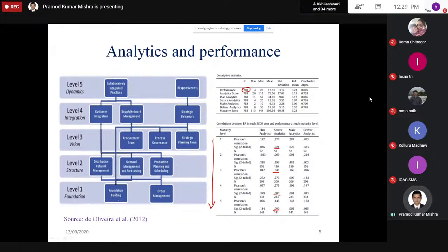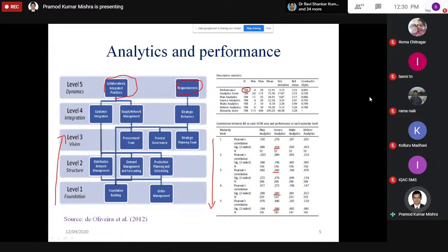So when you start, basically you manage your order. Then comes distribution, demand, and production. Then procurement, process, strategic planning team here. Then you have customer integration, network design, and so on. Strategic behavior, responsiveness, as I said earlier, it's very critical. Then you have collaborative planning, forecasting, and replenishment kind of thing. Okay, so once you move, it is going like this.